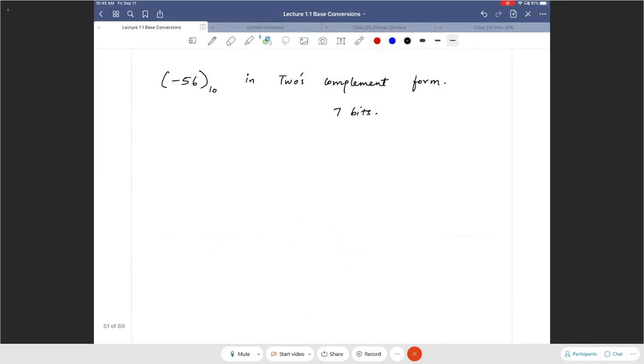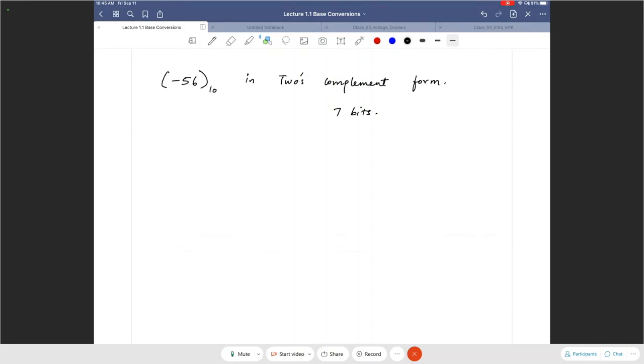How about 56? I want to represent 56 in its 2's complement form. How do I do that? First, talk about the number of bits, right? 7. I have associated 7 bits with that. And the good news is with 7 bits, I can represent negative 56. So I have verified that. Let us look at a simple way of doing this. And once I talk about the simple way of doing this, I will talk about the definition.